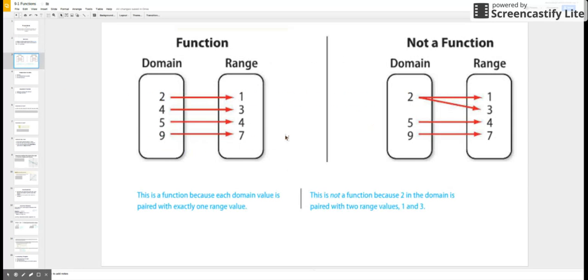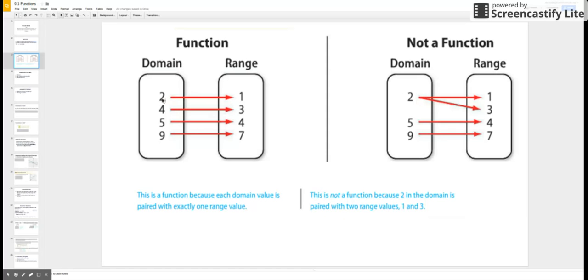So here is an example of a function. If you notice, all the domains have exactly one output. So this is a function because each domain value is paired with exactly one range value. Here on this side, this is not a function because this 2 has two different outputs. It has 1 and 3. So this is not a function because 2 in the domain is paired with two range values.